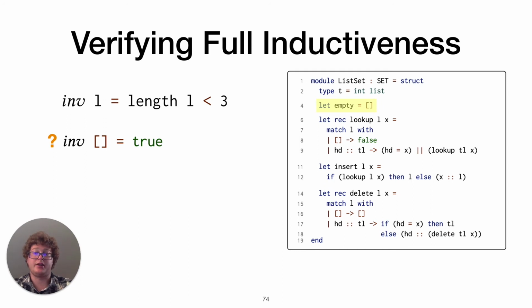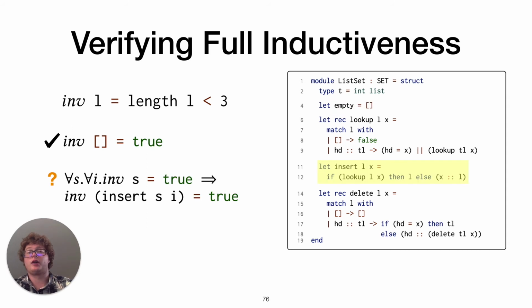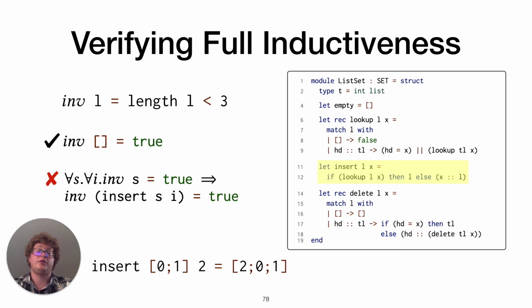So let's say we're checking if the length of L is less than 3 is fully inductive. It will work on empty. When we go to insert, it will not work, and we'll get the counterexample of insert 0, 1, 2 equals 2, 0, 1. Now, for this counterexample, we do not know if we should add 0, 1 to the negative set, or 2, 0, 1 to the positive set. But we have the constraint that all of the things in our positive set we must know are constructible. We don't know that 2, 0, 1 is constructible, so we must add 0, 1 to the negative set.